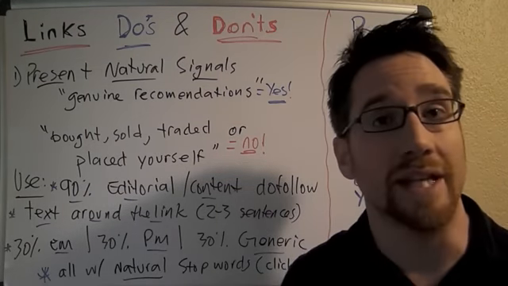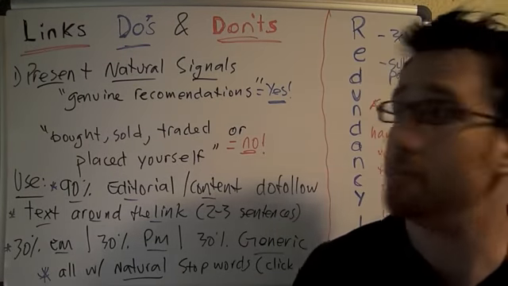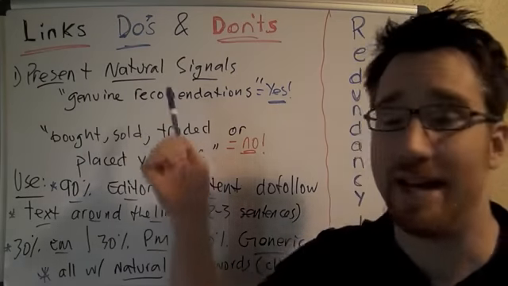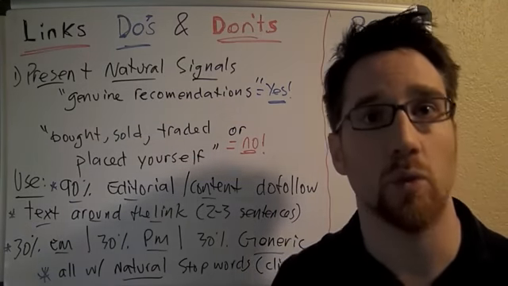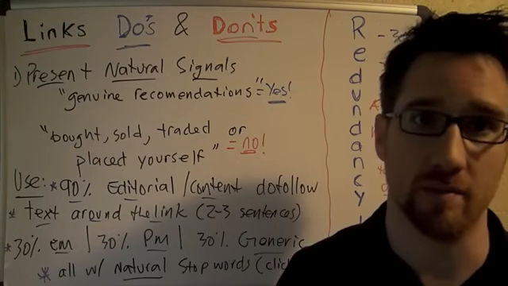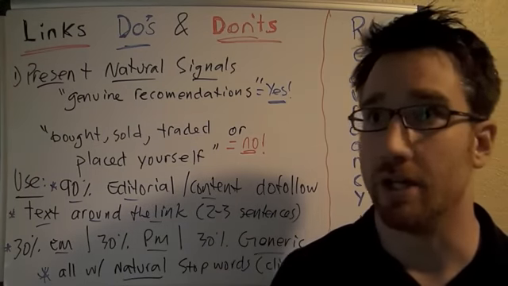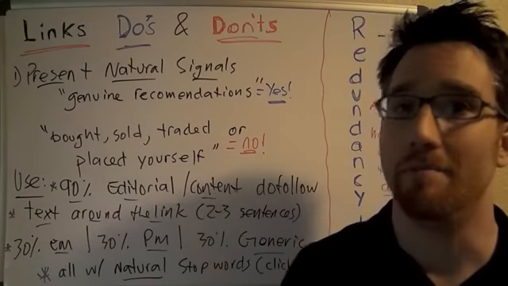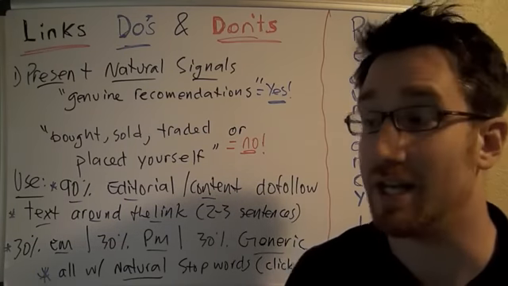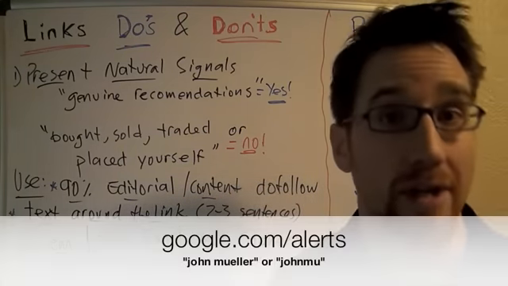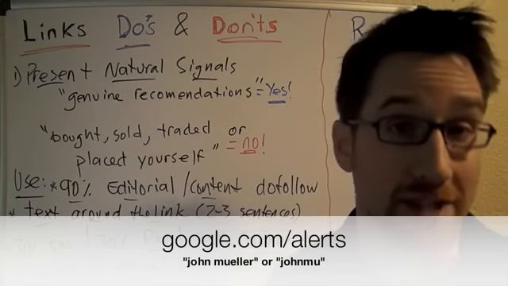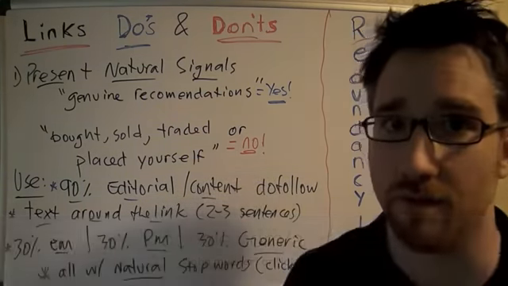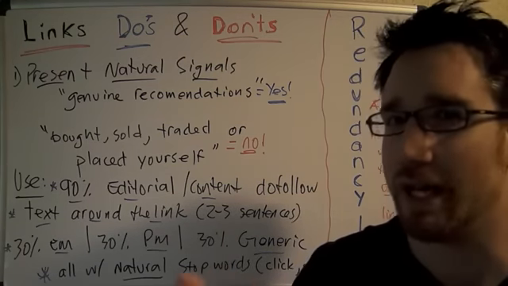Okay, so here are some link do's and don'ts. Basically, everything you want to do for SEO, you want to present natural signals. Everything you do, you want it to look as natural as possible. John Mueller, a Google employee who posts on their product forums quite often, mentioned this very recently in the product forums. And as an aside, I suggest you set up a Google alert to tell you whenever John Mueller says something new on the internet, because usually it's golden advice in terms of SEO, especially if you can read between the lines of what he's saying.